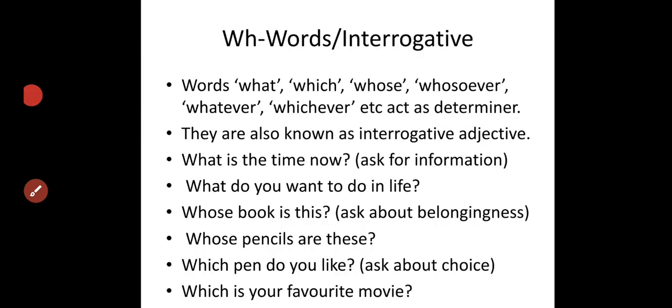So that's all for the 3 kinds of determiners, that is possessives, demonstratives and interrogatives. Another kind of determiners we will discuss in the next video.